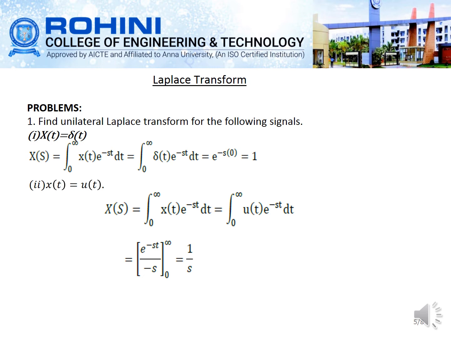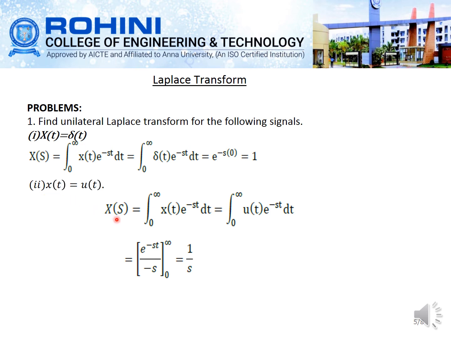x of t equal to del of t. Here we know that the formula is X of s equal to integral from 0 to infinity of x of t into e power minus st into dt. Here we are having x of t equal to del of t. Therefore, in the place of x of t, we are substituting del of t. Therefore, integral from 0 to infinity of del of t into e power minus st into dt. We know that the value of del of t equals 1 for t equal to 0. Therefore, substituting t equal to 0, we get the value as 1.